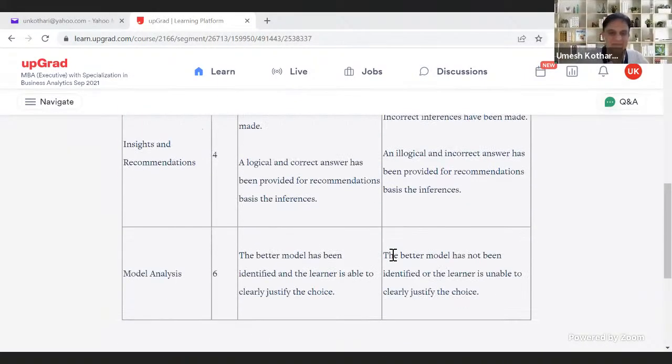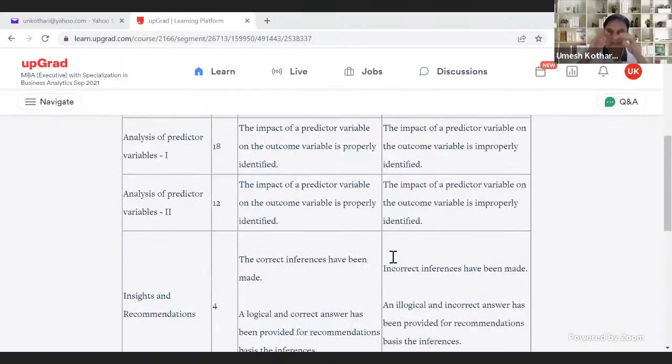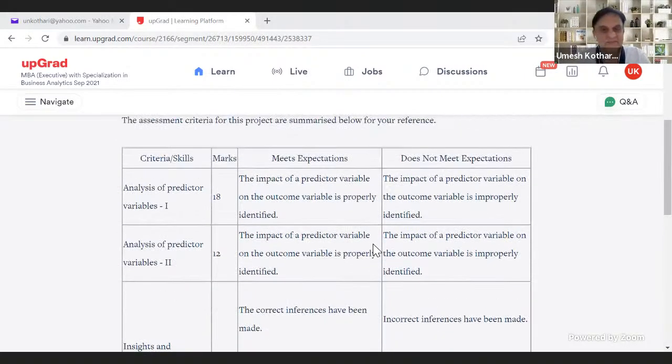Insights and recommendations. Yeah. So the analysis part is done. Now you have to sit and have your cup of coffee or lunch or whatever and decide what should I write. Okay, good.